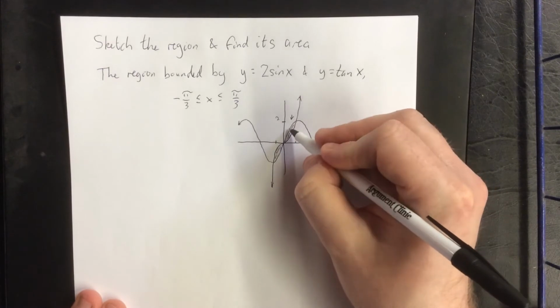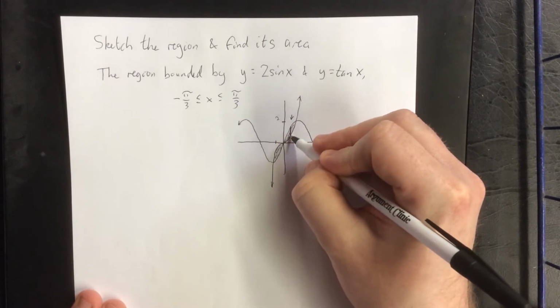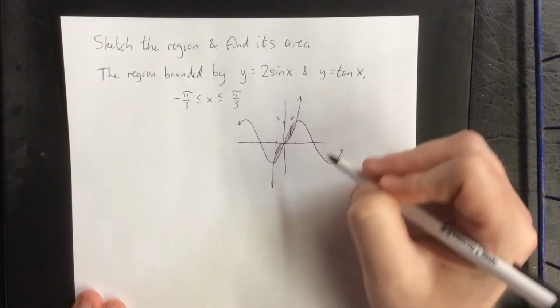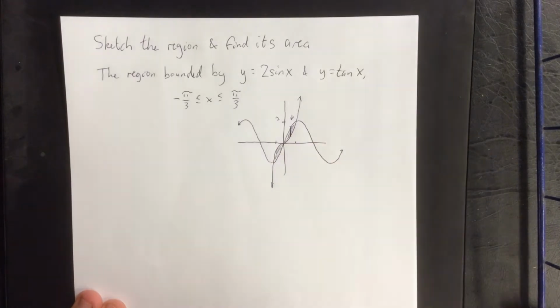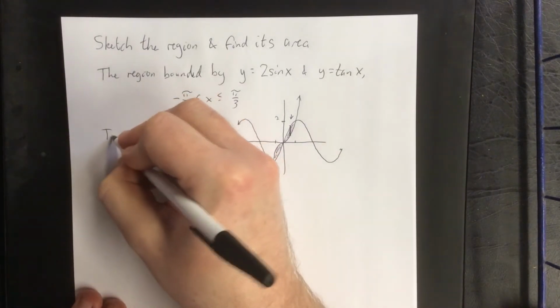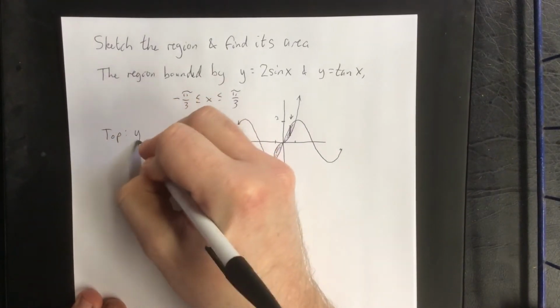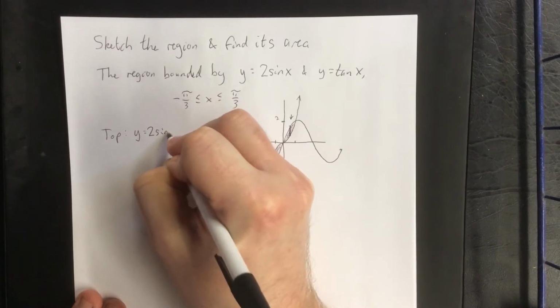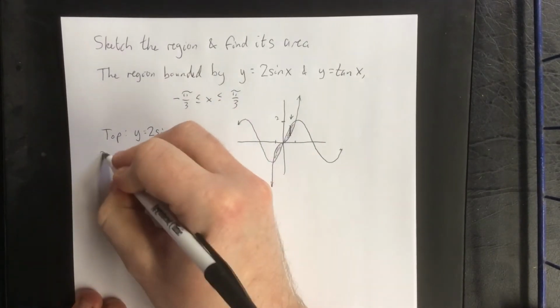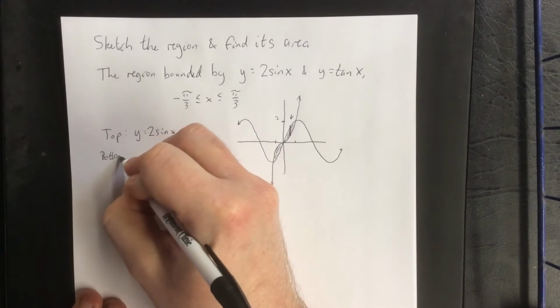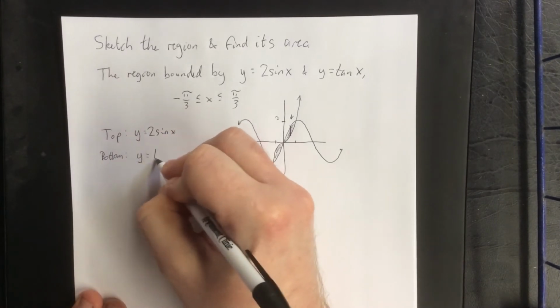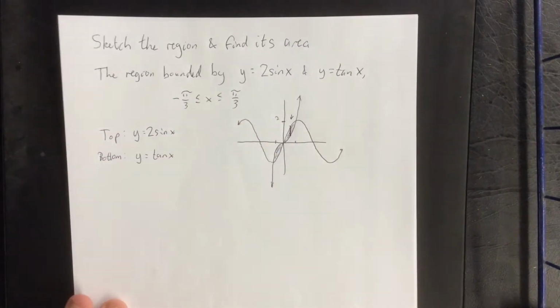You'll notice that the top of the region, going from top to bottom, would be the sine function and the bottom of the region would be the tangent function. So top function is y equals 2 times the sine of x, bottom function is going to be y equals the tangent of x.